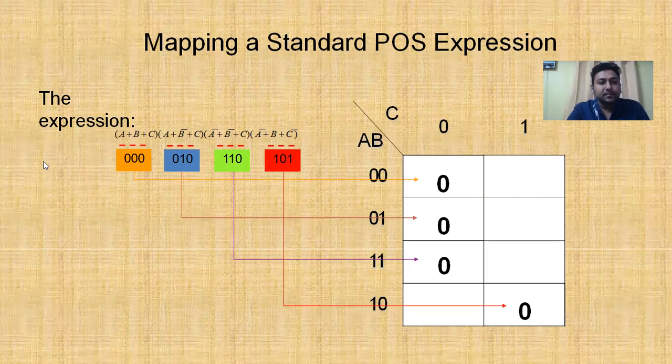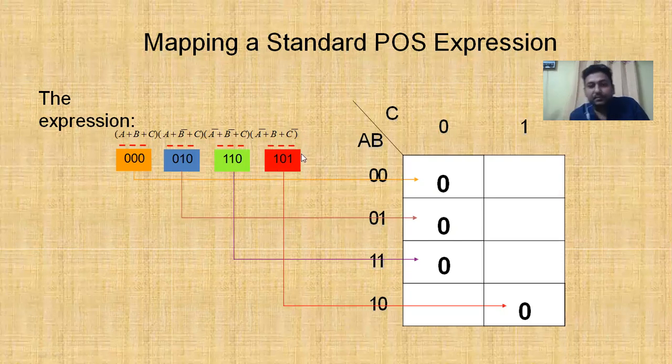So here we consider 0 as A. For A plus B plus C, the corresponding POS term is 0, 0, 0. Then A plus B bar plus C, that means 0 1 0. A bar plus B bar plus C, that means 1 1 0. A bar plus B plus C bar, that means 1 0 1.